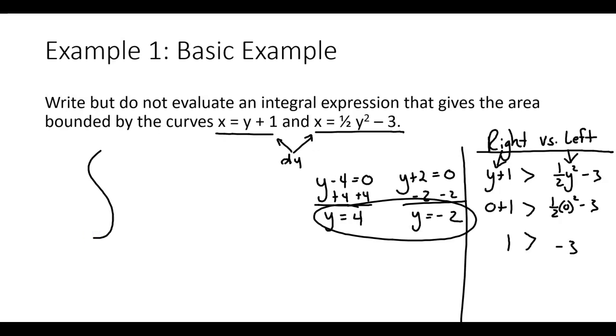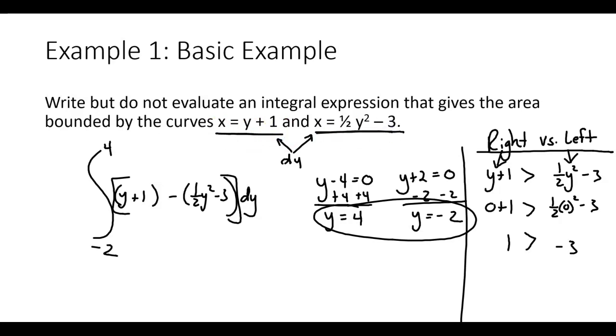What's my bottom y value where they intersect? Well, that would be the lowest y value where they intersect, which is -2. The upper y value where they intersect is 4. The function that's on the right is y plus 1, minus the function on the left, which is 1/2 y squared minus 3. And this is all with respect to y. Why was it with respect to y? Because that's how they gave us the equations in the beginning anyway.